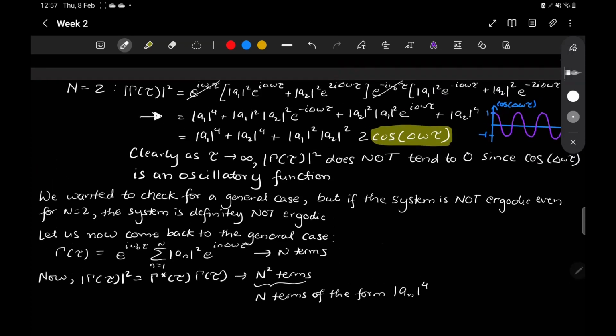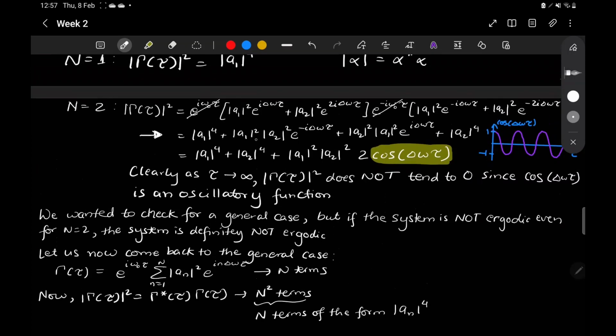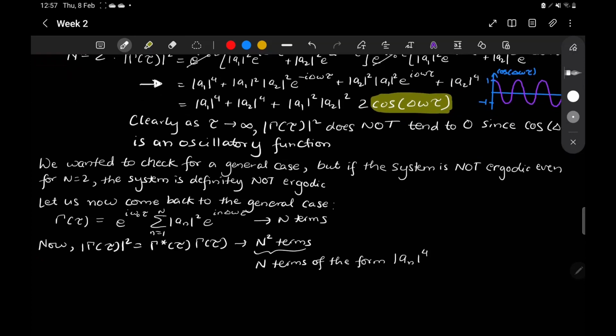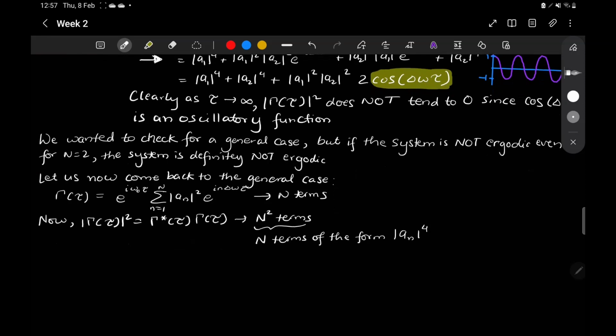And the remaining terms will be these cross terms. Cross terms means these terms which contain this exponential terms. So the remaining terms will be the cross terms. So n terms of the form a_n to the power 4 and the remaining n squared minus n cross terms. Cross terms meaning which contain the exponential terms.